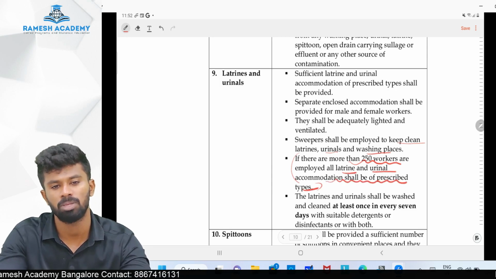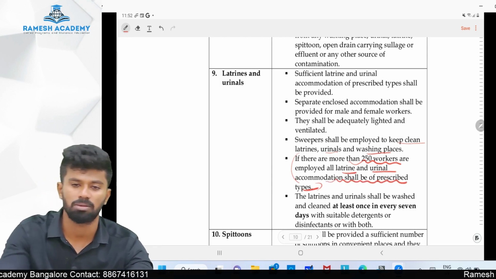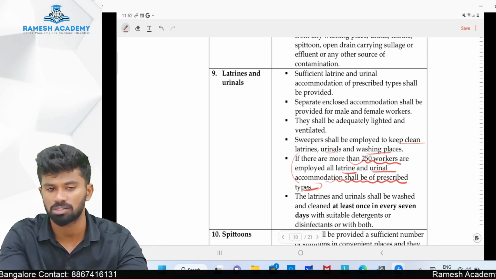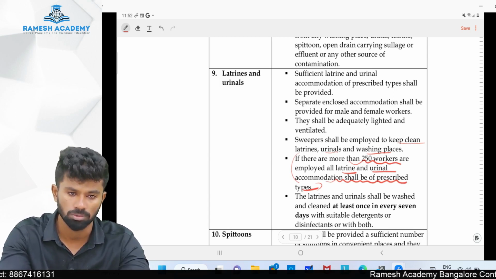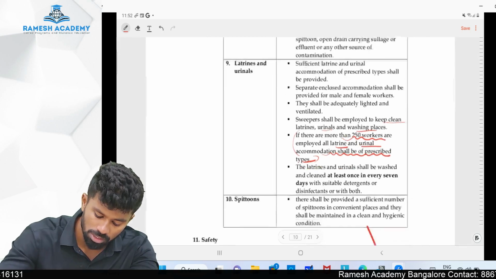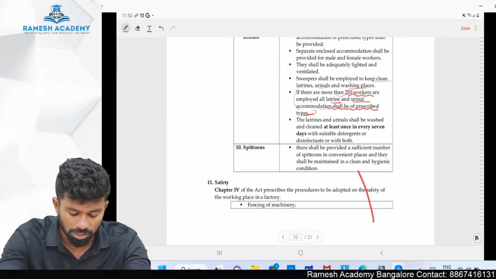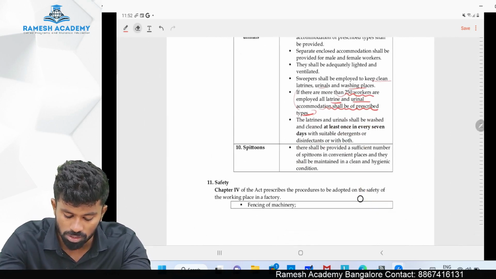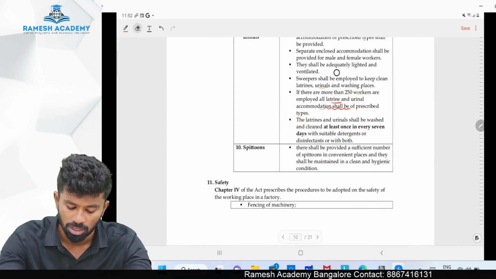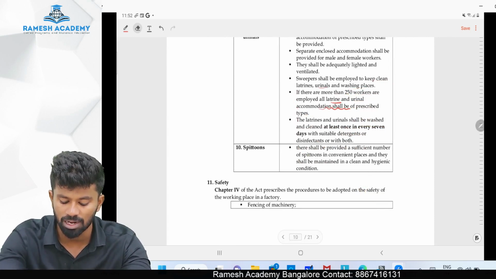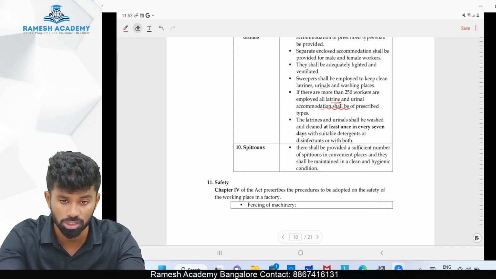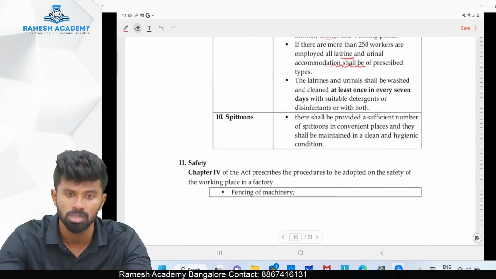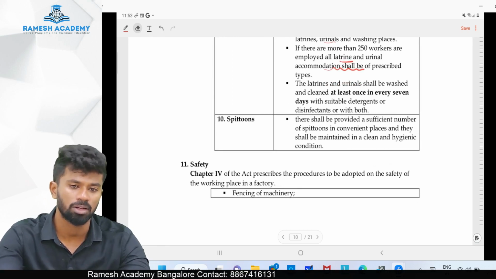Who can prescribe this? The State Government can prescribe with respect to the latrines and urinals of a factory having 250 workers or more. Spittoons: there shall be provided a sufficient number of spittoons in convenient places, and they shall be maintained in a clean and hygienic condition. So these are the measures to be taken by the occupier with respect to health.